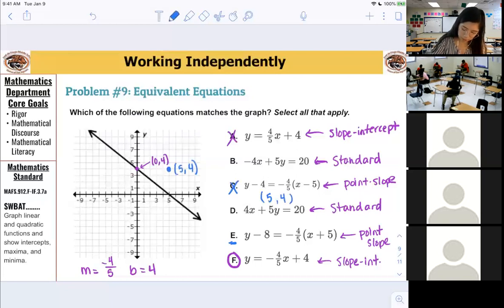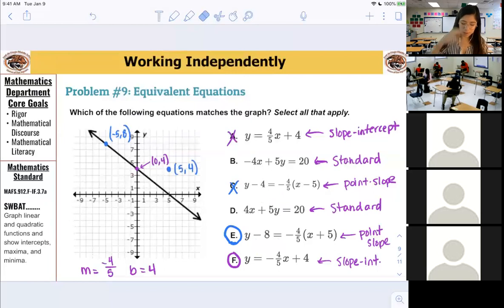Let's look at E now. E gives me a different point. What point do I have for E? Negative 5, 8. Good. So let's take a look. Negative 5, 8. There it is. Yes, I have another answer. E is in. Cool. So see how each little thing tells me a different part of the puzzle.